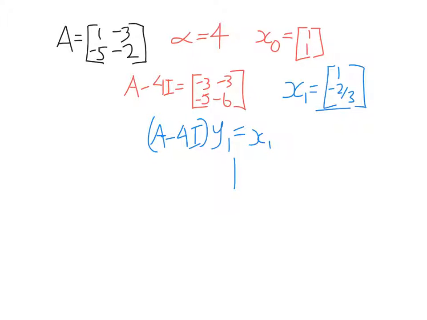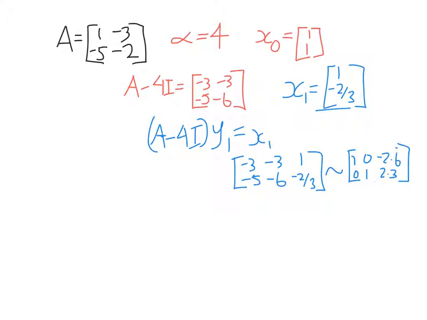So again, I set up my augmented matrix. This is A minus 4I, and then I put in the entries of x and row reduce that matrix. So that's the row reduced matrix I get, and of course that means that y1 is minus 2 2/3, and then 2 1/3. So again, I calculate mu 1 in this case, so that's easy. That's just the entry of y with the largest absolute value.